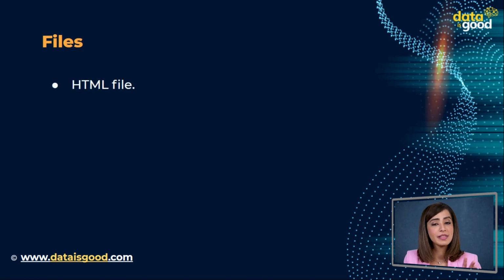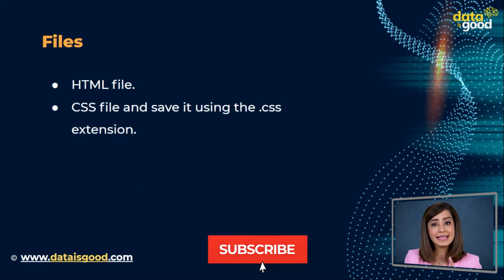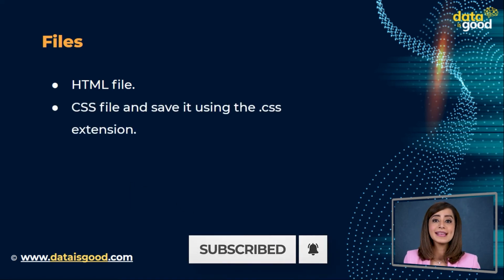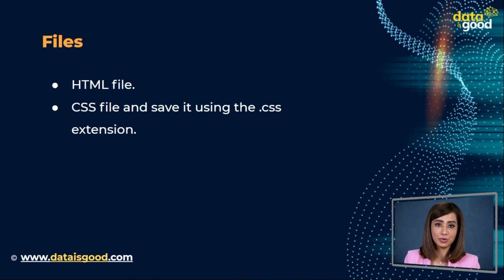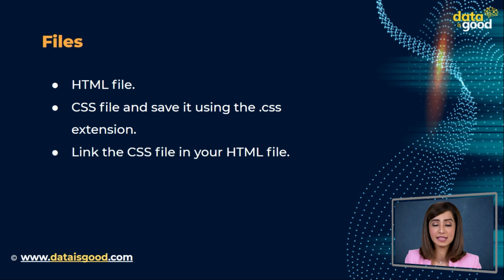There are two files that we need to create to apply external CSS. First, create the HTML file, create a CSS file, and save it using the .css extension. This file will only contain the styling code. Now, link the CSS file in your HTML file using the link tag in the head section of the HTML document.